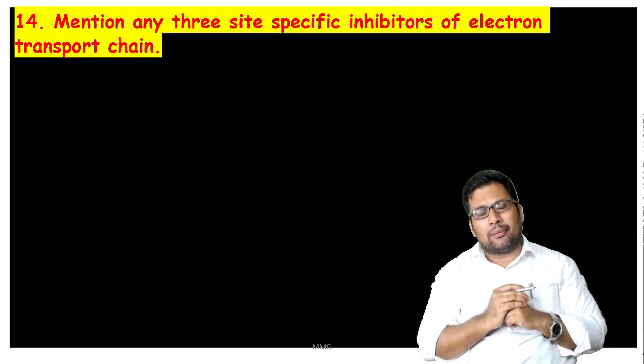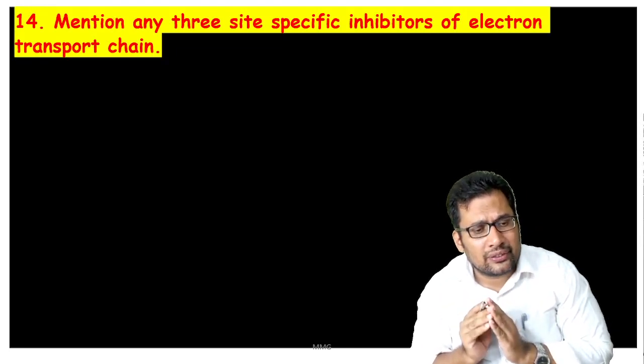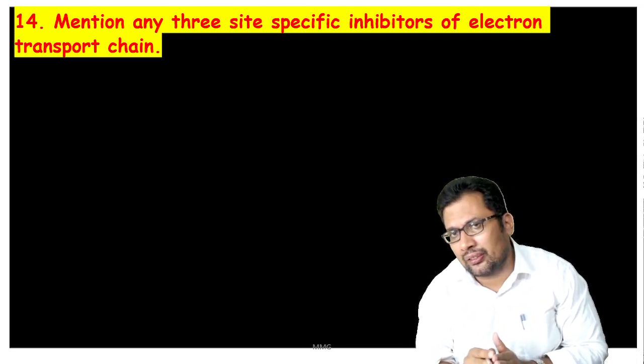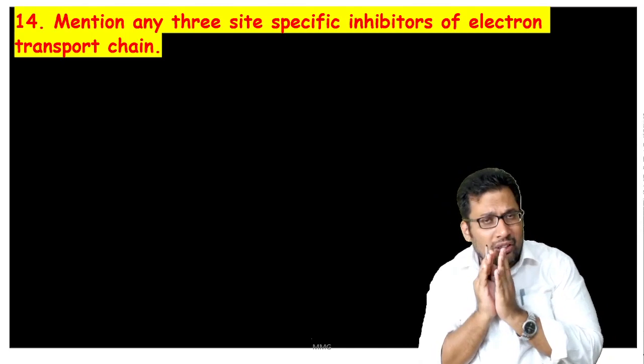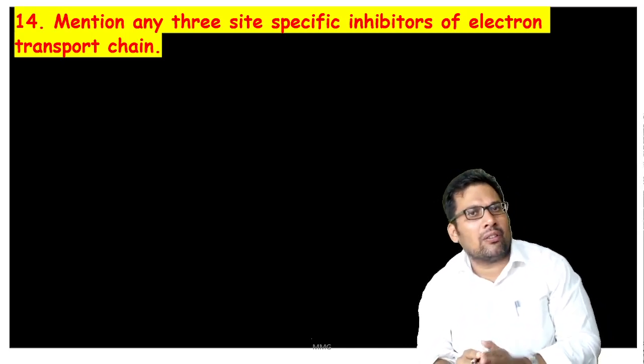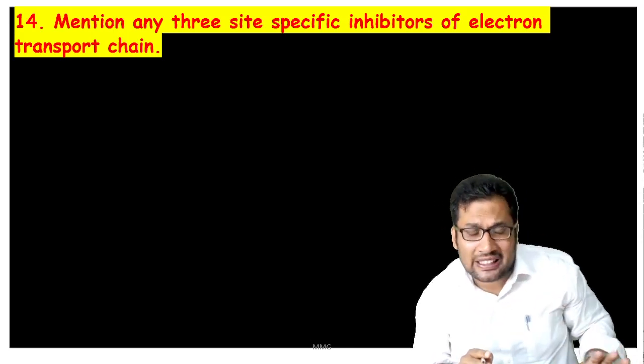Question number 14. Mention any three site-specific inhibitors of the electron transport chain. Electron transport chain, a very important topic. How many complexes are there? Five complexes: 1, 2, 3, 4 and 5. Complex 5 is known as ATP synthase.